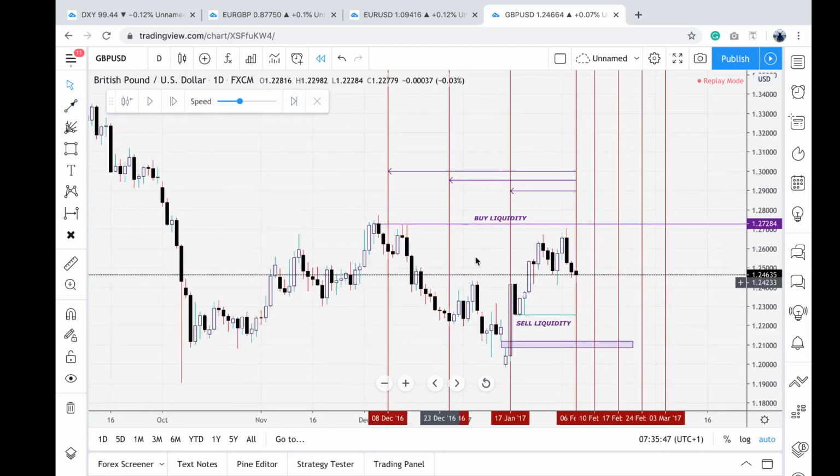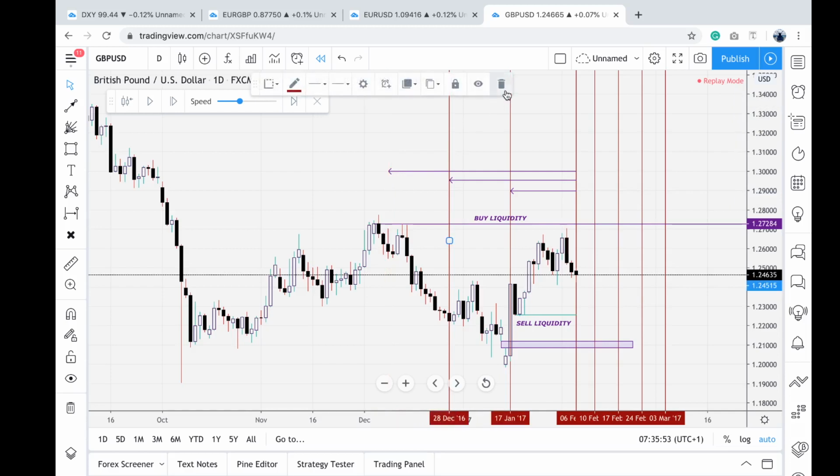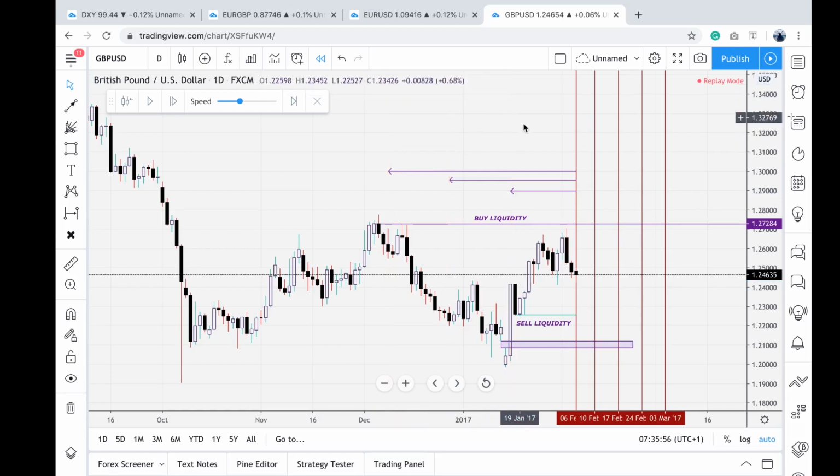Okay, so that is our range for 20-day IPDA, 40-day IPDA, 60-day IPDA. So we can remove this off, remove this off, and also remove that off our charts. So where's our 20-day IPDA low? Here is our sell side liquidity.